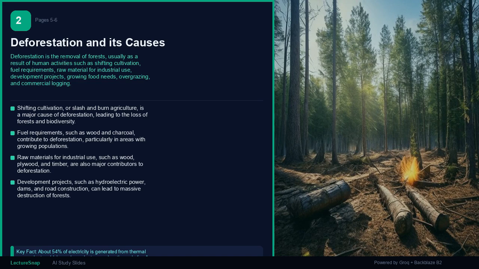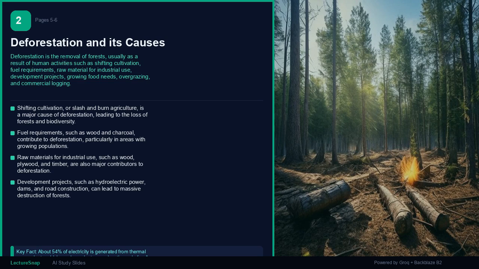Shifting cultivation, or slash-and-burn agriculture, is a major cause of deforestation. It's a method where farmers clear a piece of land, burn the vegetation, and then plant crops. But this process can lead to the loss of forests and biodiversity. For example, in the Amazon rainforest, indigenous communities have been practicing shifting cultivation for centuries. However, with the rise of commercial agriculture and logging, their traditional practices are being threatened.